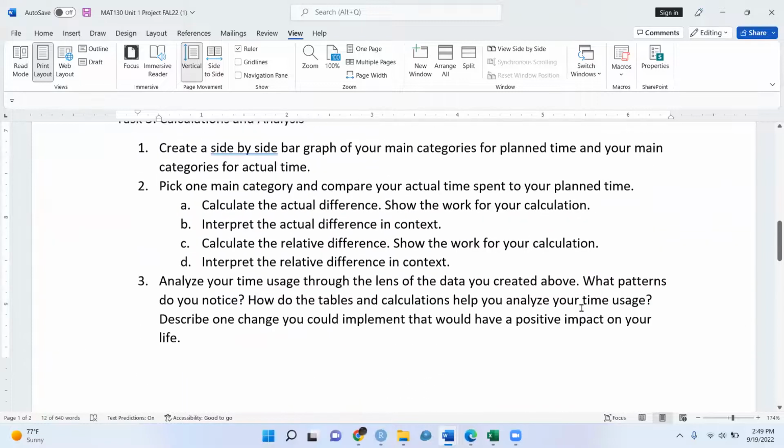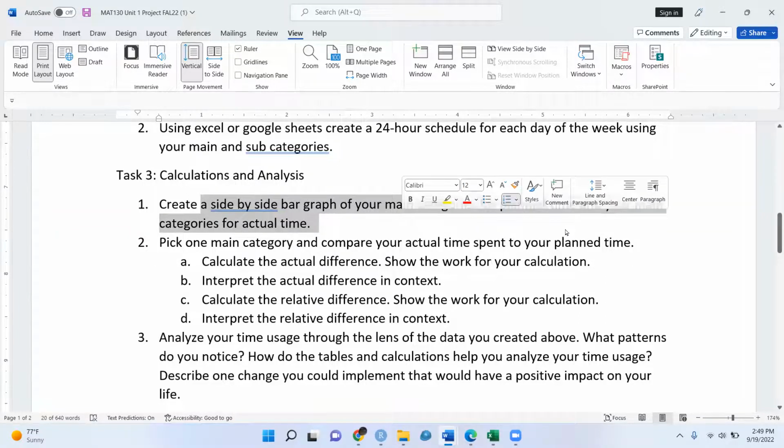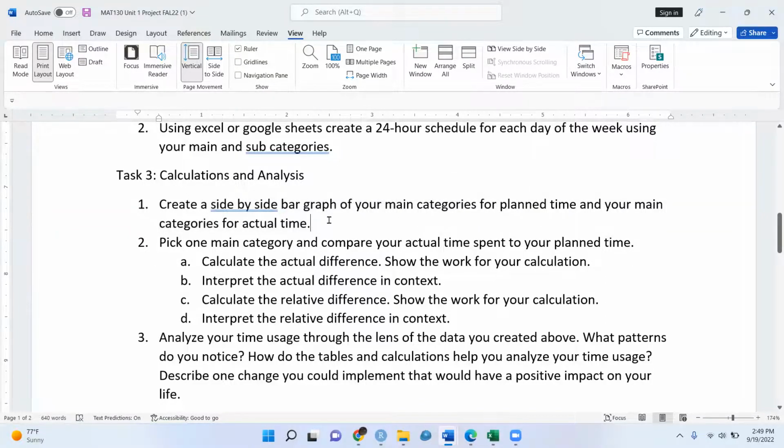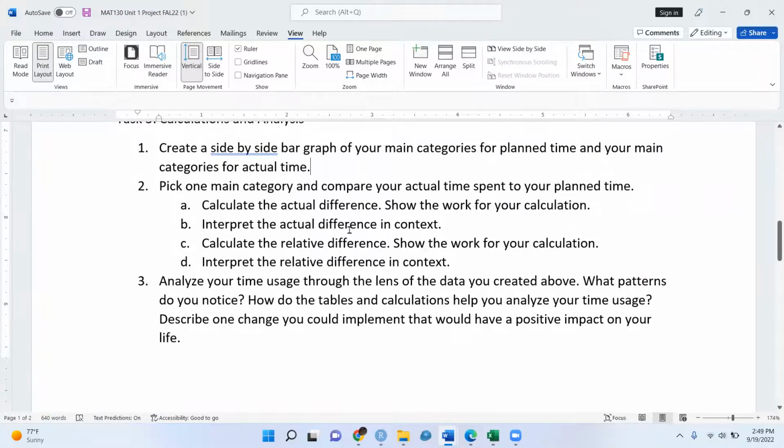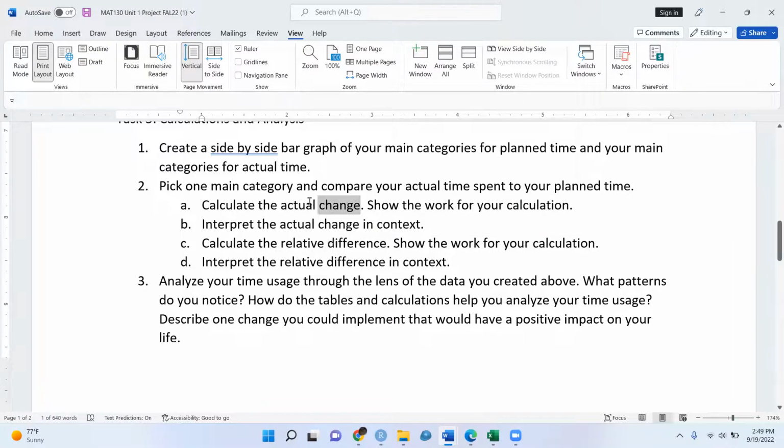And then you're going to do some analysis. You're going to create a bar graph of your main categories for your planned and your category for actual time. And then you're going to compare that and calculate some actual difference. I keep having this difference language in here. It should be change. That's the language we've used. And you're going to interpret that number in context, just like we did in the 1.5 worksheet. And really, this should be error because you're estimating your time, and then you're tracking your actual time.